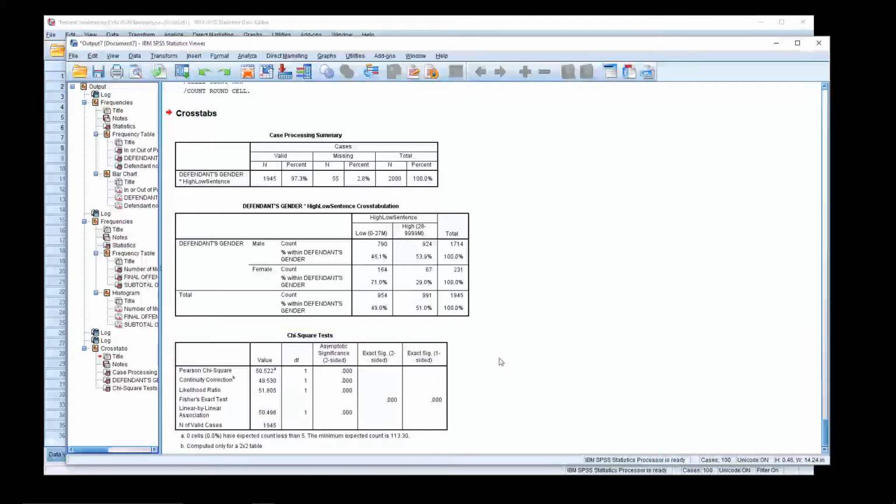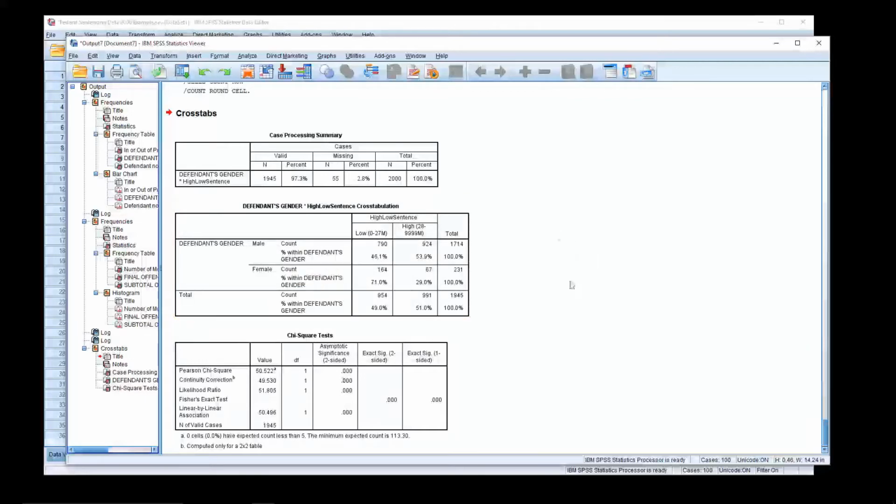So what this tells me is that there is a statistically significant relationship between these two. We have enough cases and a strong enough relationship that we can say, yes, this is statistically significant. When we come up here, we can examine out of men, okay? So this is 100% of men, so all men. 46% got a low sentence and 53% got a high sentence.